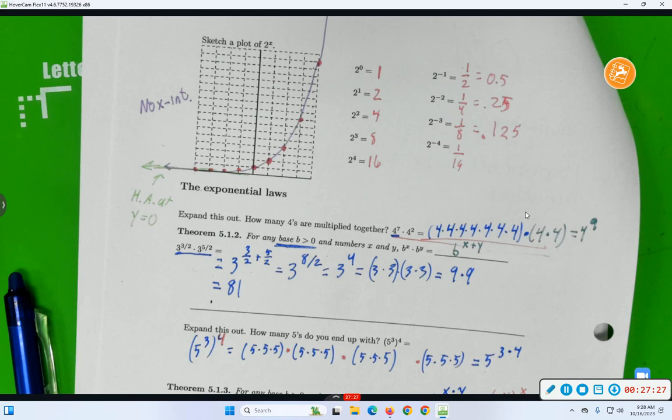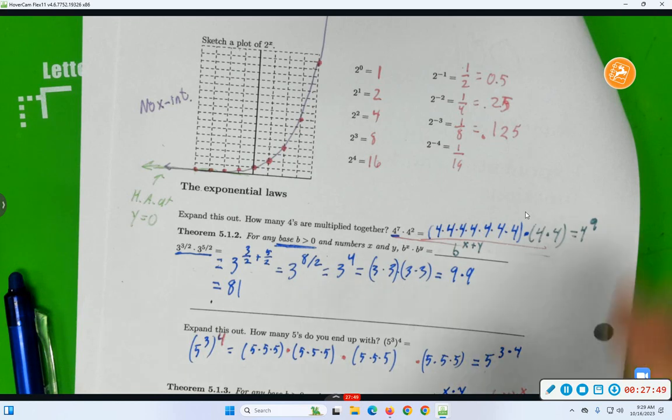Is it 1-to-1? Passes the horizontal line test. And the whole point of the horizontal line test is it tells you whenever you want to solve an equation, that equation will have either 0 or 1 solutions. Each place where a horizontal line crosses a graph solves an equation.